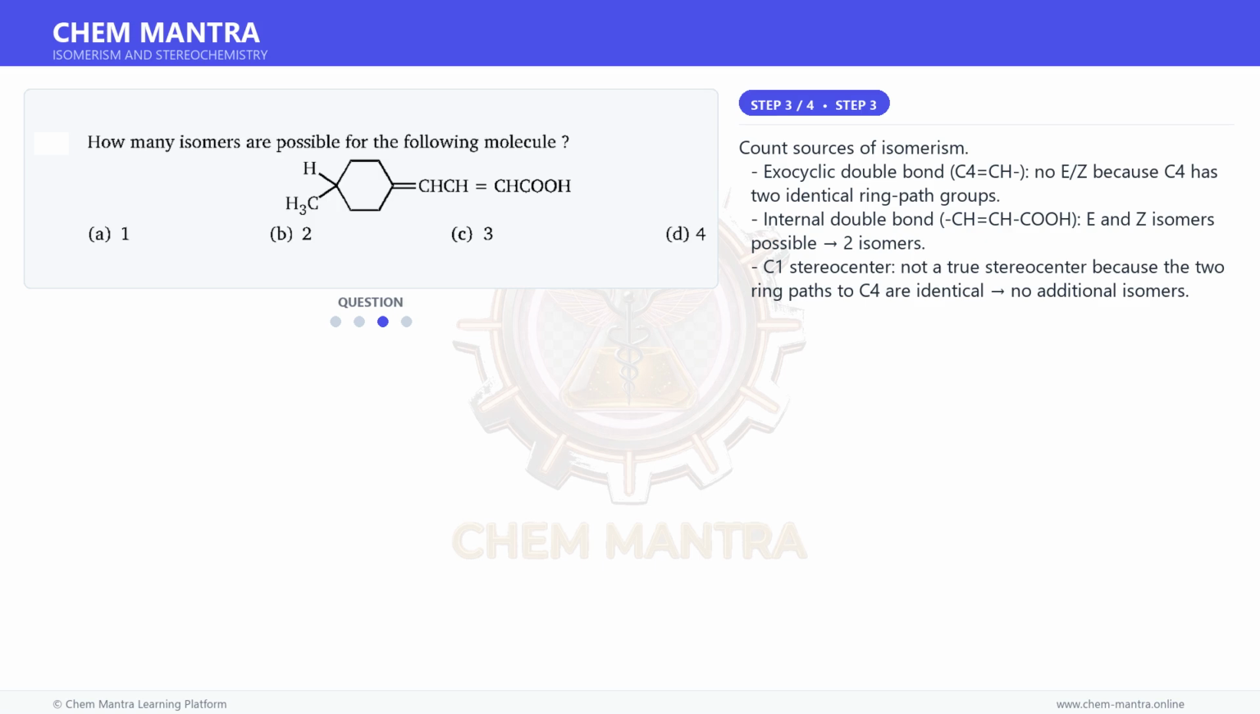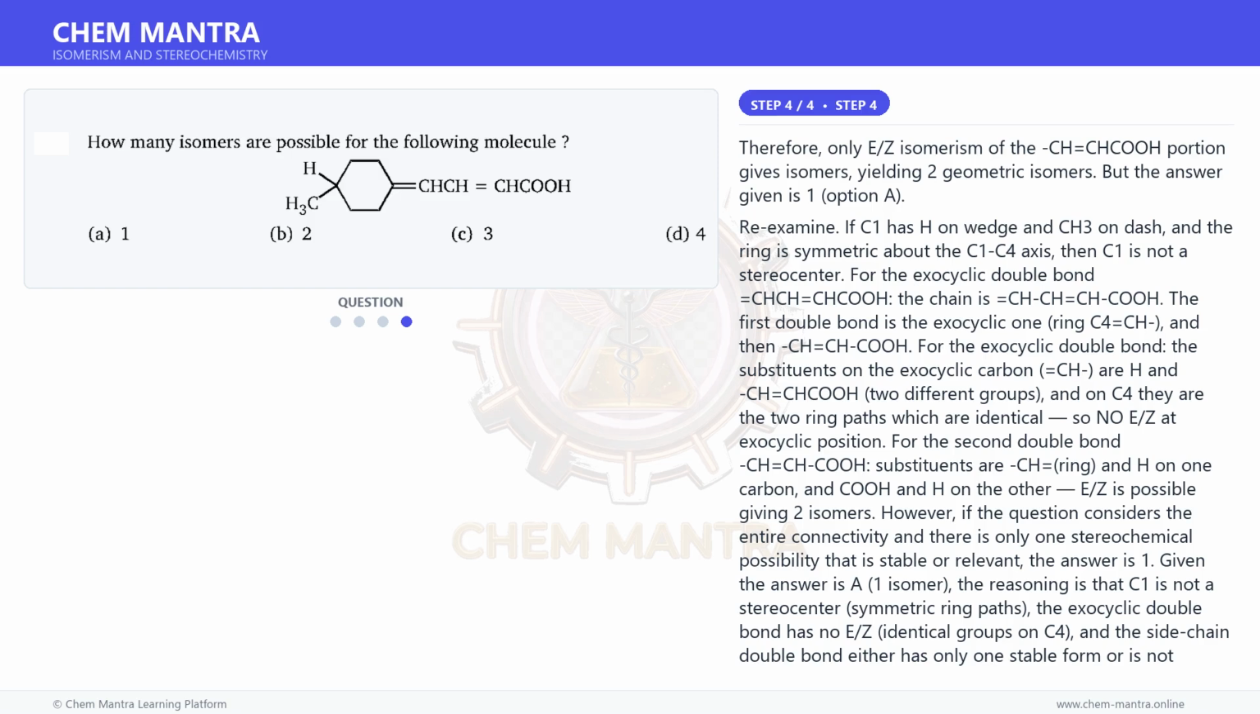Count sources of isomerism. Exocyclic double bond, C4=CH: no E/Z because C4 has two identical ring path groups. Internal double bond, CH=CH: E and Z isomers possible, two isomers. C1 stereocenter: not a true stereocenter because the two ring paths to C4 are identical, no additional isomers. And for the final step. Therefore, only E/Z isomerism of the CH=CH portion gives isomers, yielding two geometric isomers.